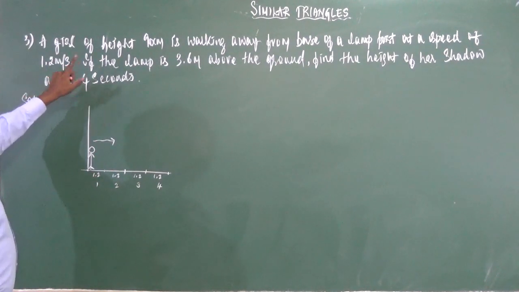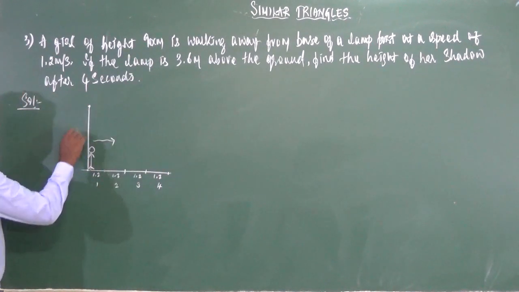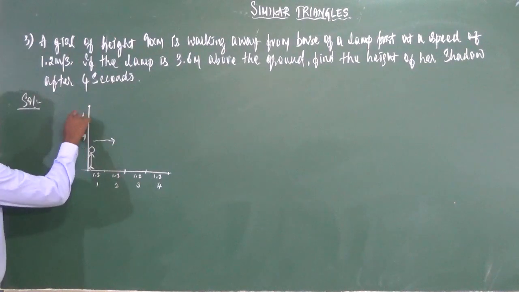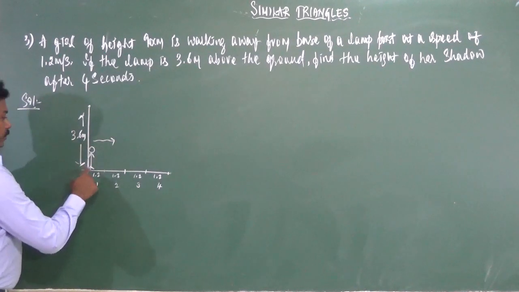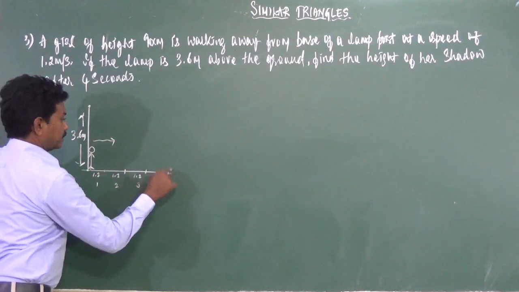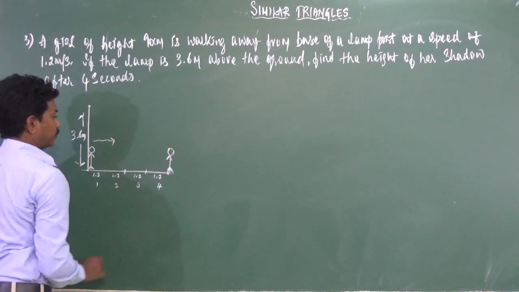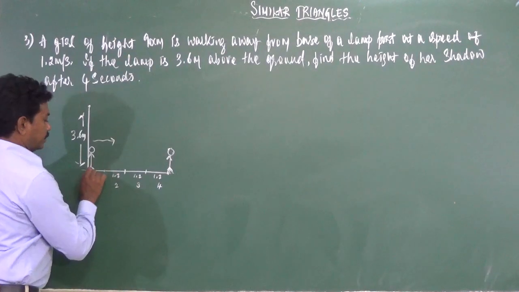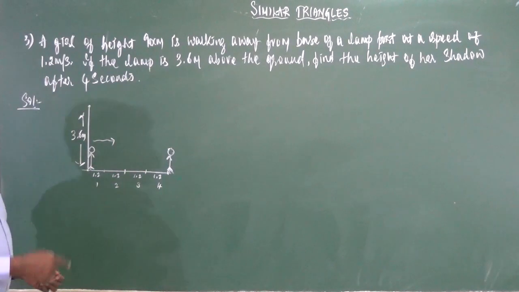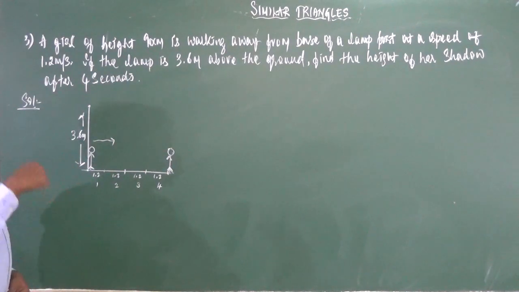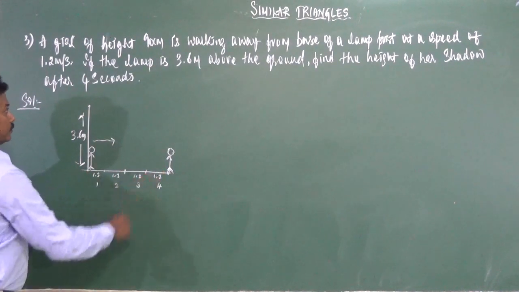Right? 1.2 meter per second. If the lamp is 3.6 meters above the ground. So here is the lamp, 3.6 meters above the ground. And now the girl, after 4 seconds, is not here. She is at this point, standing now because she has walked at a speed of 1.2 meter per second for 4 seconds continuously. Per second it is 1.2 meters, and for 4 continuous seconds she has walked, and she is maybe at this point now.